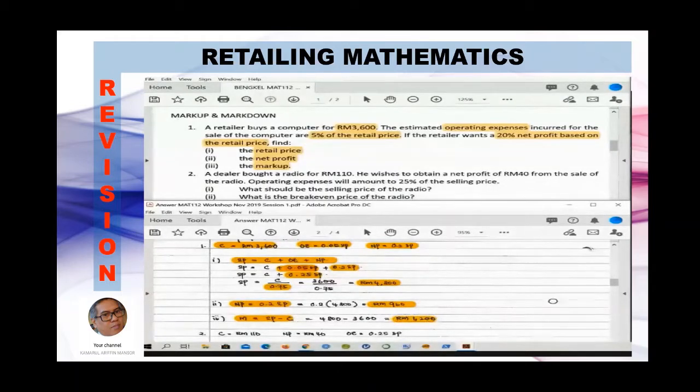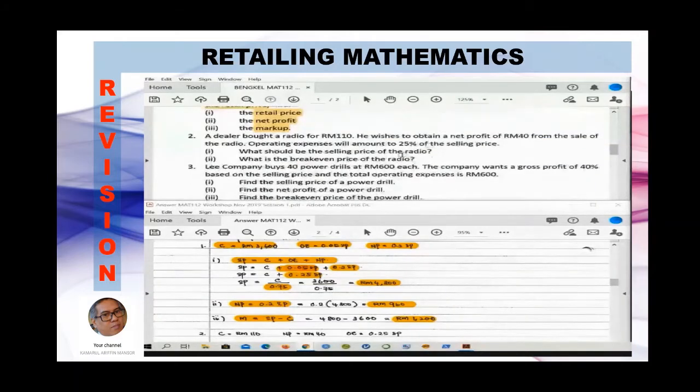Okay. So apa yang masukkan kat sini adalah dia beli dengan harga 3,600. And then apabila dia nak jual, dia markupkan harga sebanyak 1,200. Okay, angkatkan harga sebanyak 1,200. So dia jual pada harga 4,800. So that is the situation.